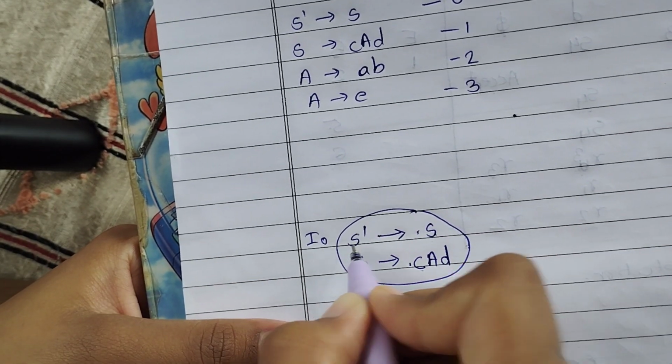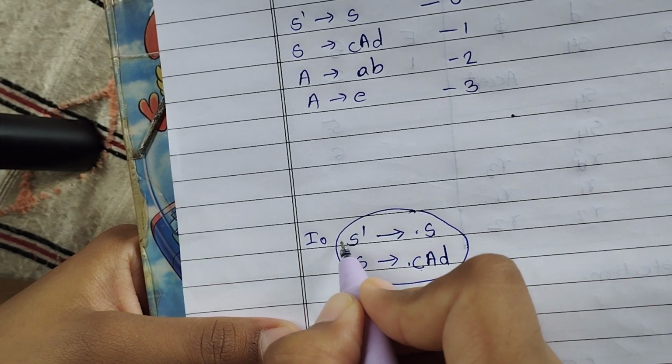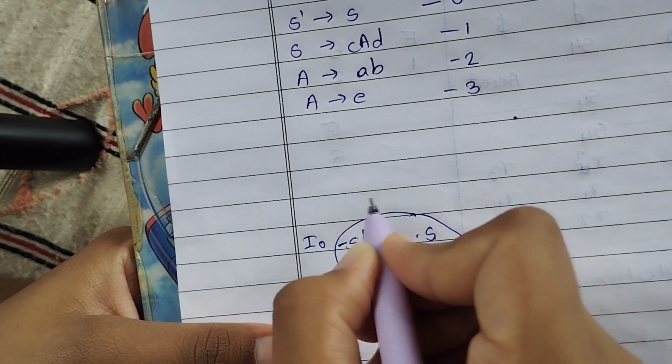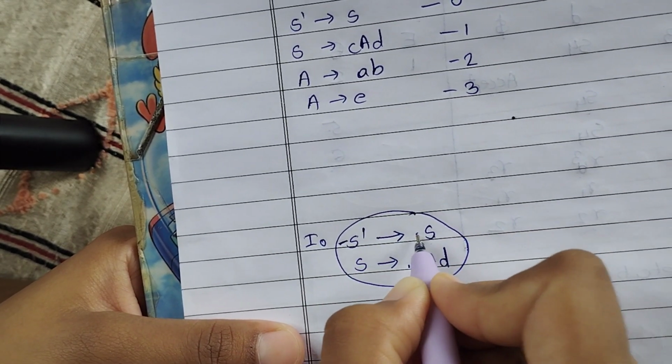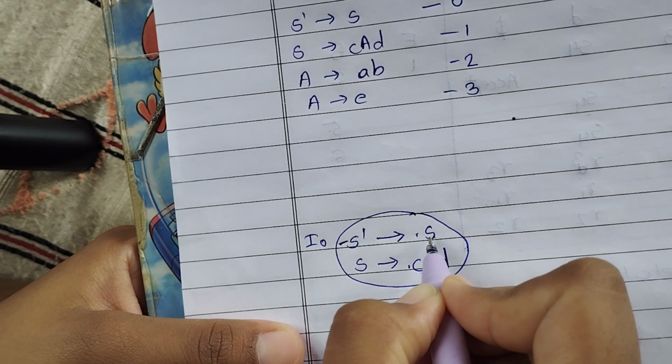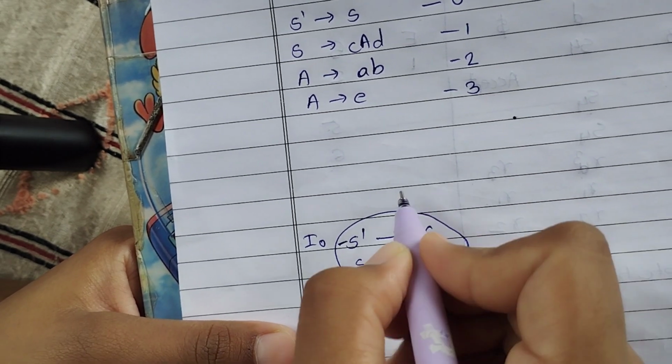Now we visit all the grammar one by one. First we visit S'. In S', we now change the dot operator. This dot operator is changed with respect to capital S.